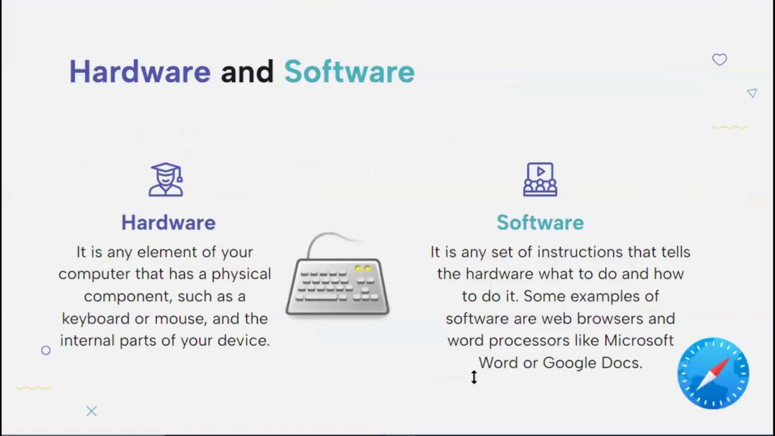Hardware. It is any element on your computer that has a physical component, such as a keyboard or mouse, and also the internal parts of your device. Software. It is any set of instructions that tells the hardware what to do and how to do it. Some examples of software are web browsers and word processors like Microsoft Word or Google Documents.